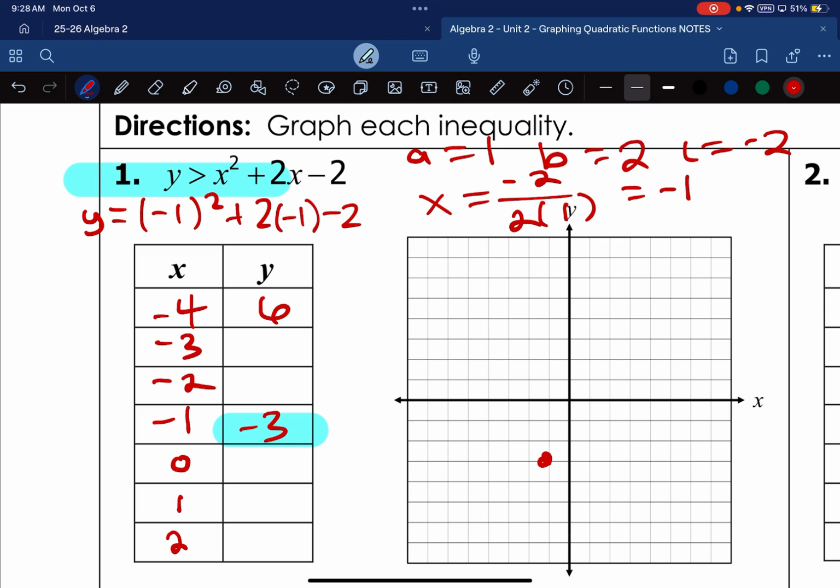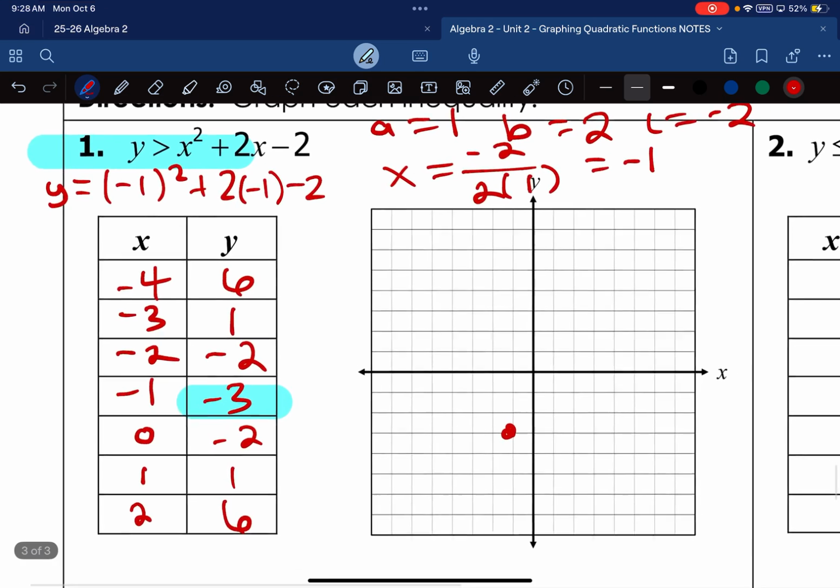I'm going to plug in negative 3. It's going to give me 9 minus 6 minus 2, so that's going to be a positive 1. And when I plug in negative 2, I get a negative 2. Our numbers are going to repeat, so we're going to get negative 2, 1, and 6. Go ahead and plot the numbers we can. I think all of these will fit on our graph.